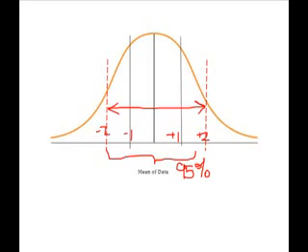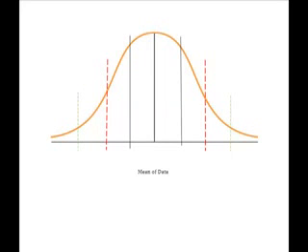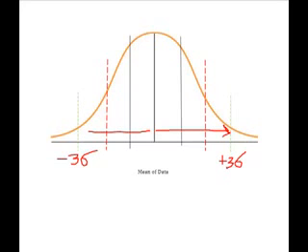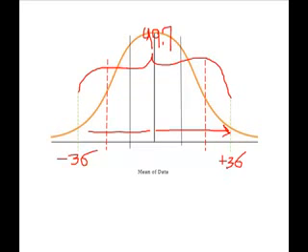What happens if I go even 1 more out? So now I'm going out plus or minus 3 standard deviations from the mean. This side is plus 3 standard deviations. This side from the mean here is minus 3 standard deviations. And I know that once I go plus or minus these 3 standard deviations from the mean, every single time I will have 99.7% of my data.